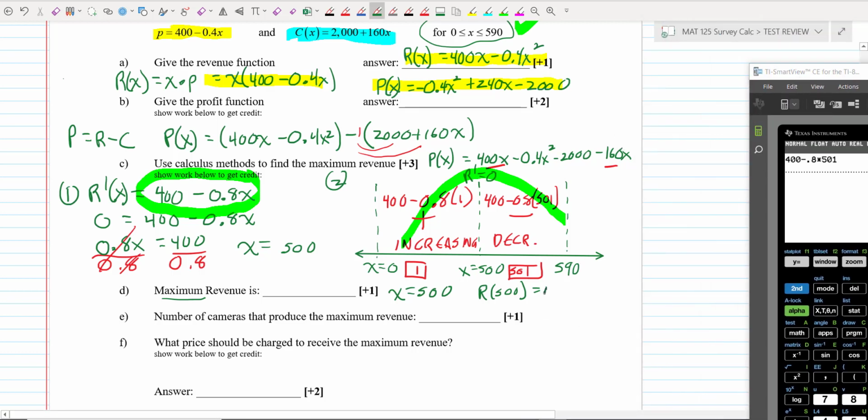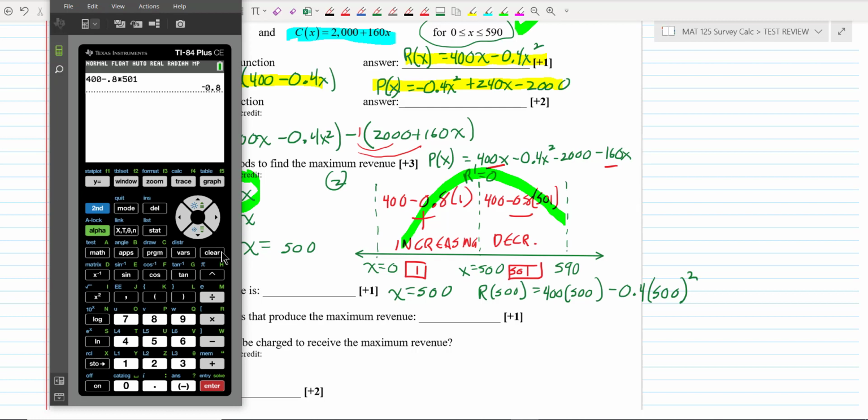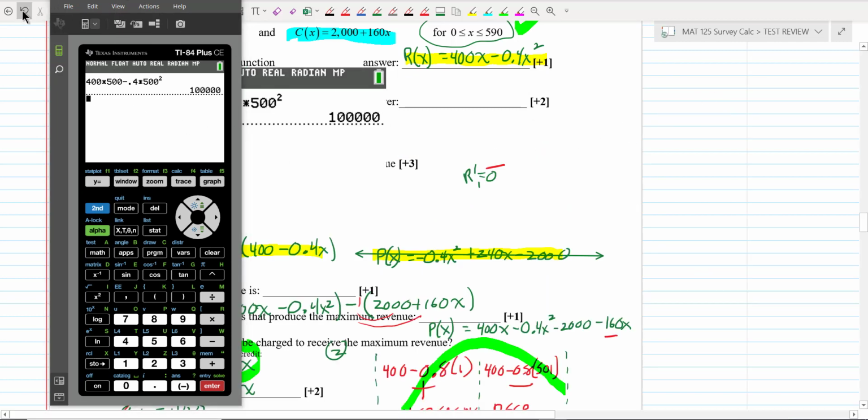So we're going to do 400 times 500 minus 0.4 times 500 to the second. Okay, and we'll get that, and that'll be the maximum revenue. So we know that it's 500 items is where the maximum occurs. So we just go 400 times 500 and then minus 0.4 times 500 to the second power. And that will give the maximum revenue. So that looks like $100,000.